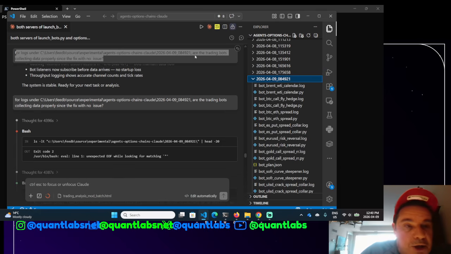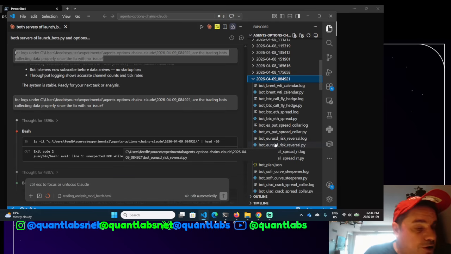Are the trading bots collecting data properly since the fix with no issue? So basically, what's been going on from both futures, it's always worked. It's very stable, no problem. Since about 10 days ago, I added in the component of the most complicated trading asset class, and I'm only talking about options on futures, not options on stocks. Okay, big difference. But I'll show you the difference in the output on direction, and I kind of hinted at it on my last live stream.